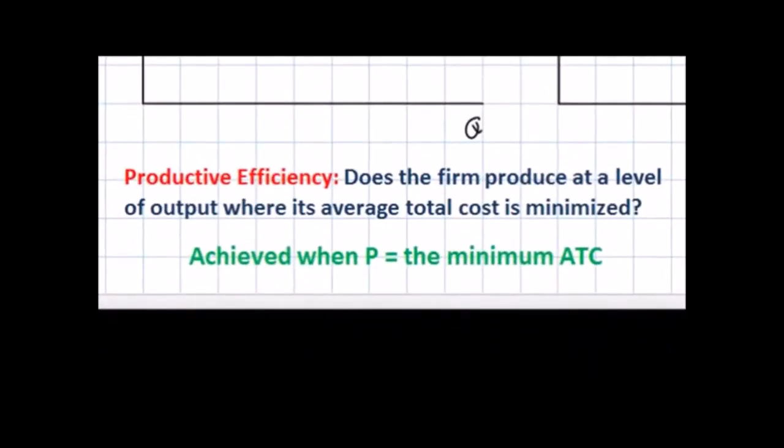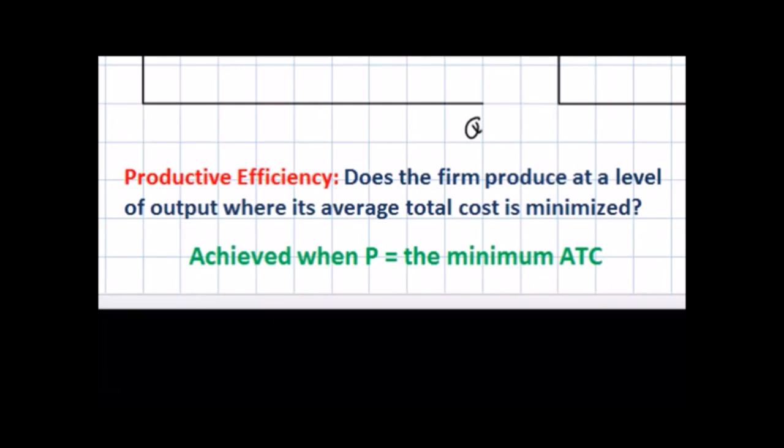To determine whether a firm is productively efficient, we must determine whether or not that firm is producing in the least cost manner. In other words, do firms in the industry produce at the quantity at which their average total cost is at its lowest point? Sometimes this type of efficiency is referred to as technical efficiency, indicating that the firm is producing its goods in the most efficient way possible, minimizing its average total costs in the process.